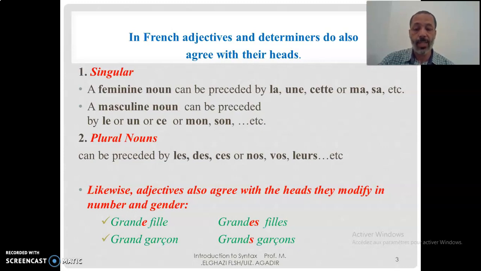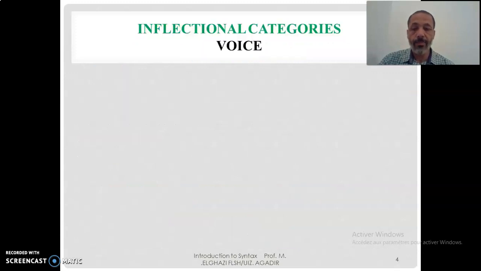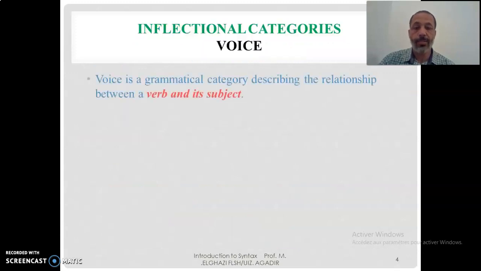Likewise, adjectives in French also agree with the heads they modify in number and gender. So we say in French, un grand garçon, une grande fille. The adjective agrees with the head noun fille. We can also say des grands garçons as a plural. And in the feminine, we say des grandes filles, with ES at the end, because fille is also plural and it's feminine.